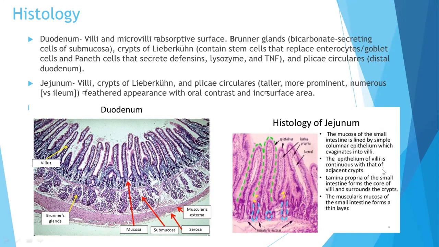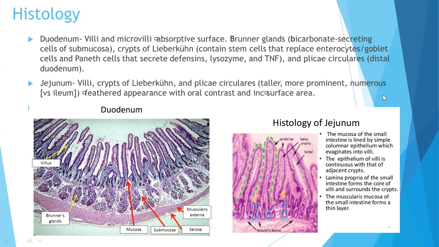So in the histology of the jejunum, the mucosa of the small intestine is lined by simple columnar epithelium, which invaginates into the villi, right? Now, the epithelium of villi is continuous with that of the adjacent crypts. The lamina propria of the small intestine forms the core of the villi and surrounds the crypts. The muscularis mucosa of the small intestine forms a thin layer. So in between the villi, there are the crypts, okay?